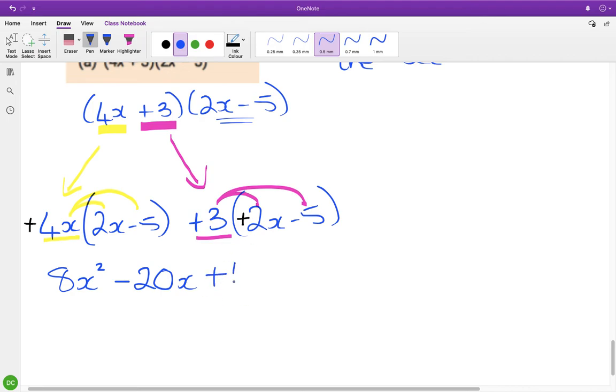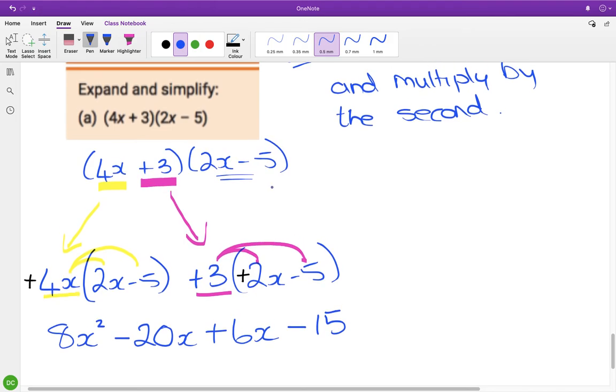3 by 2 is 6. The 3 has no letter, but the 2 does, it has an x, which means an x for my answer. And the last multiplication is the 3 and the 5. So signs, plus and a minus are different, which means my answer is minus. 3 by 5 is 15 for the numbers. And then letters, there's no letter on the 3, no letter on the 5, so no letter on my answer.